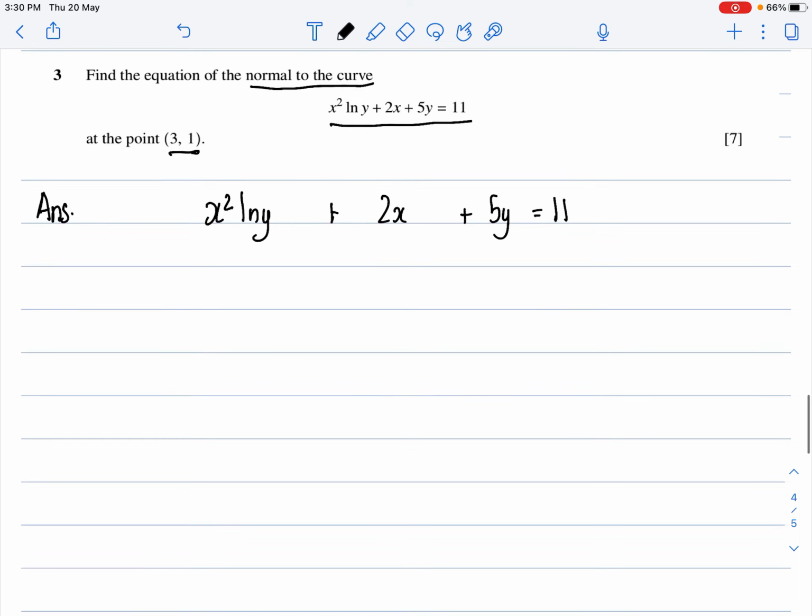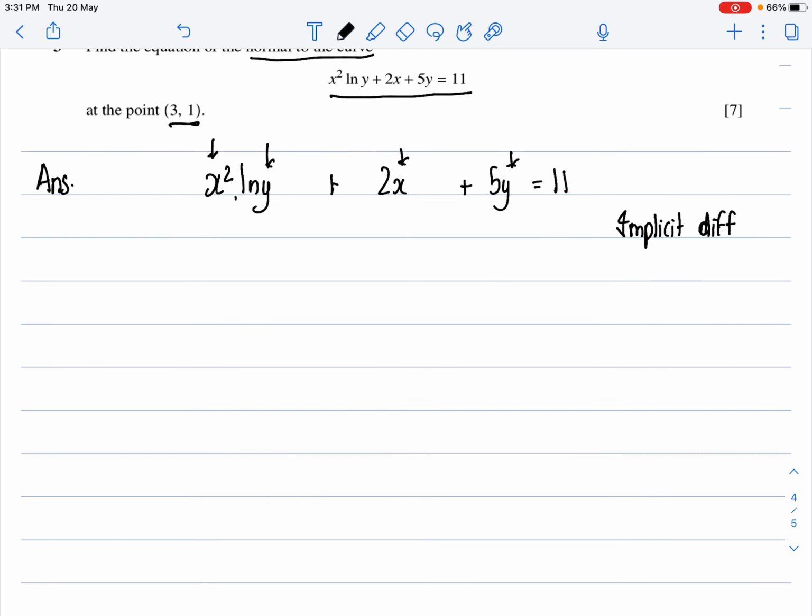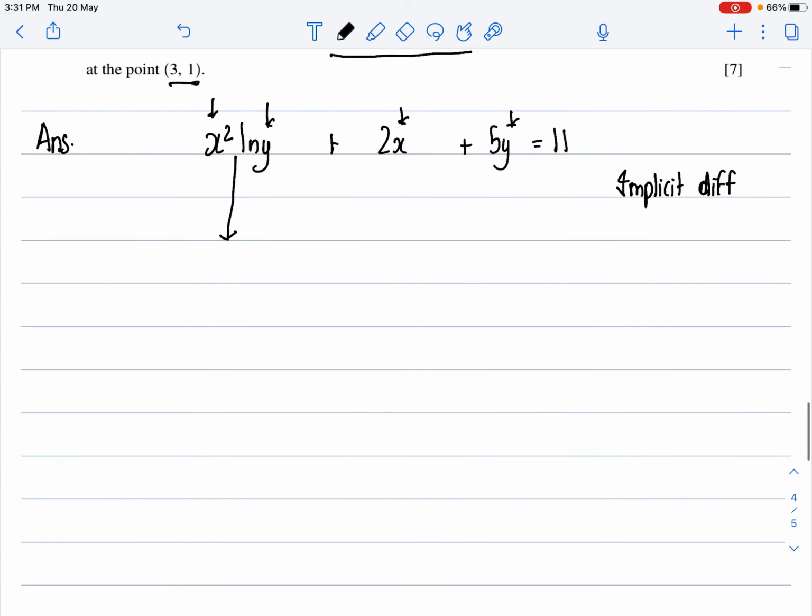Now I know I need to use something called implicit differentiation here. Why? Because it's the easiest way to handle this. They have used two different letters here, correct? That's the most layman way of explaining it. That's why you need to use implicit differentiation. So now let's start by differentiating everything. The differentiation of x square into ln y.